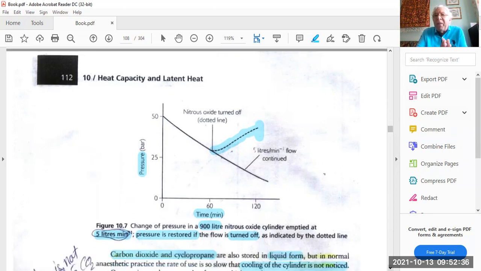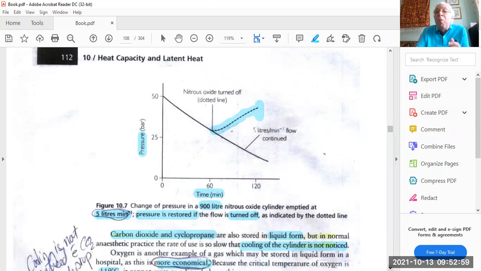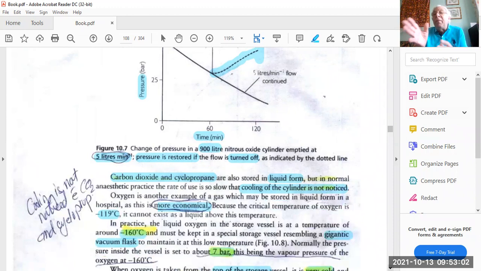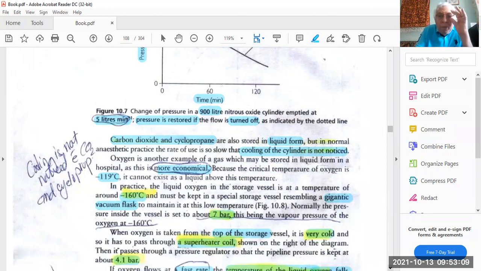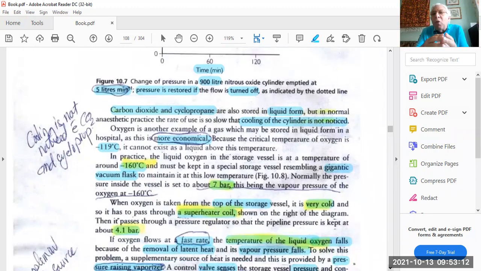As we have seen from this graph, at a speedy flow of 5 liters per minute of nitrous oxide, we find that the dots appeared by time above. This makes the difference. You see, whenever I close, the pressure regains its own way. So we must open the nitrous oxide slowly, so that the pressure can be restored. Of course, we know carbon dioxide and cyclopropane are in liquid form, and they are not much affected by the cooling.